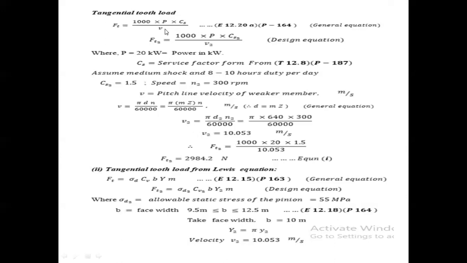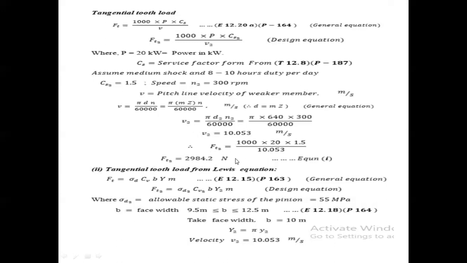And the next thing is V, velocity. We have the equation V is equal to pi dn by 60,000. Here in this case, I already have the values for diameter D1 as well as D2. Here I have to use D2 because the design is based on the gear. 2 indicates gear, 1 indicates pinion in our problem. Substitute all the things in this equation, Ft is equal to 1000 P Cs divided by velocity V, where V is equal to pi dn by 60,000. Substituting here, I will get Ft is equal to 2984.2.